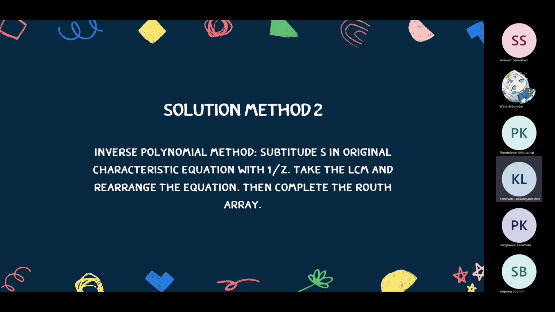Solution method 2 is the inverse polynomial method. We substitute S in the original characteristic equation with 1 over C, take the LCM and rearrange the equation, then complete the Routh array.